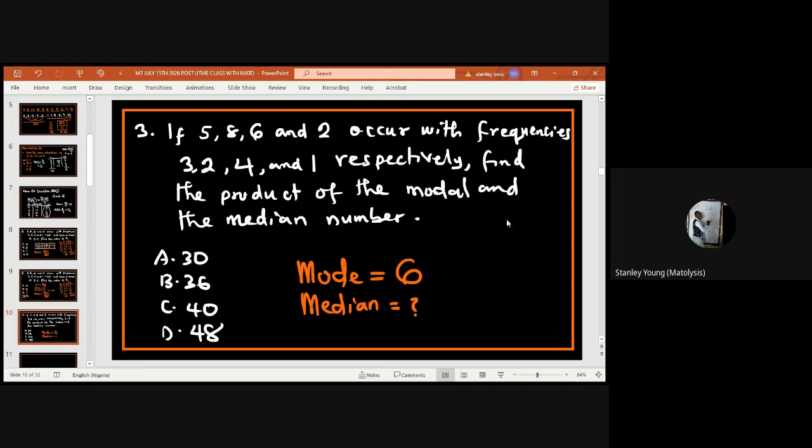Let me check that out. We have this is how many numbers? 10. 10 plus 1, that's 11. 11 divided by 2.